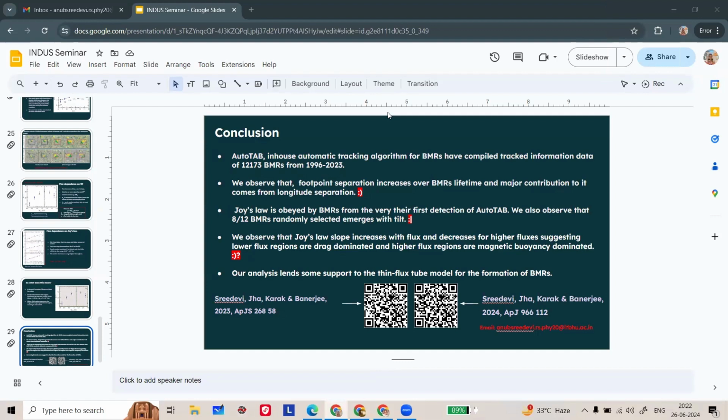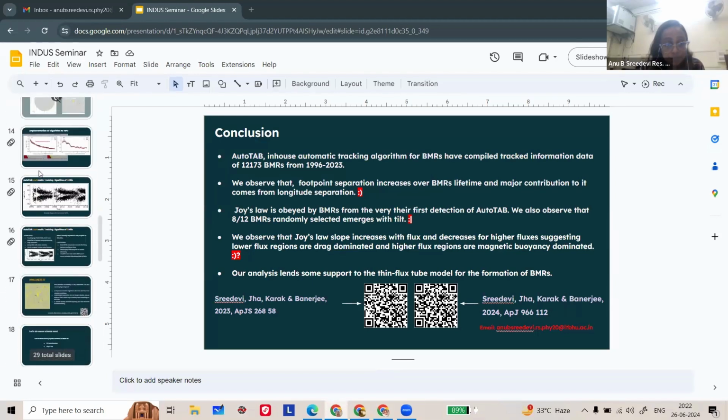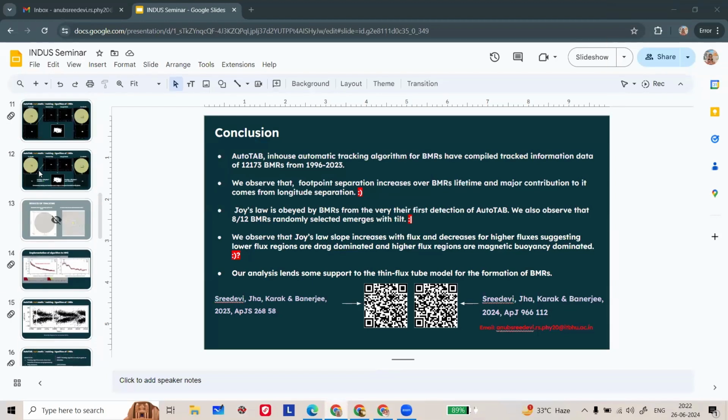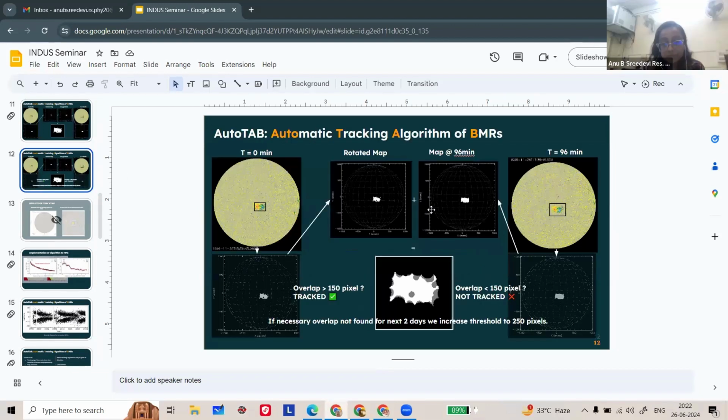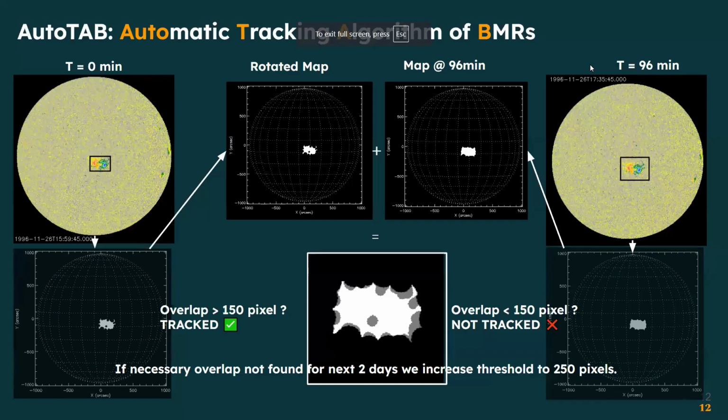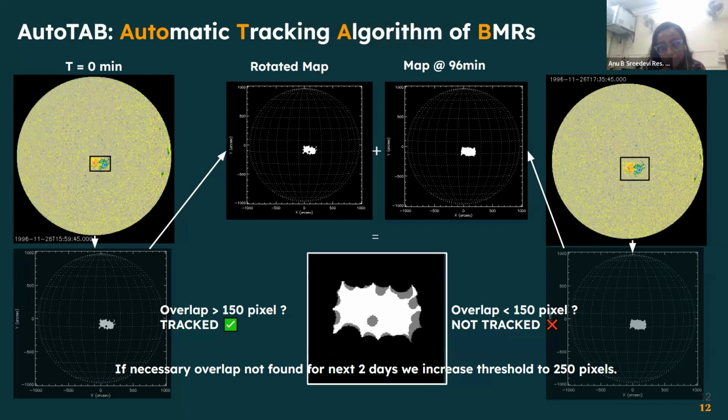So you mentioned that to track the BMRs, you decide if it is tracked or not based on, yeah, in slide 12, I think you have mentioned it. So if the overlap is more than 150 pixels, then it is tracked, otherwise it's not tracked. And then if it's not tracked, you increase the threshold to 250 pixels. But how do you decide how many pixels it should be? Because if the BMR is smaller in size, how many percent of it or something like that, is that the case?